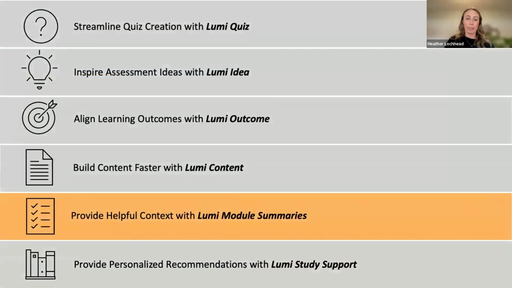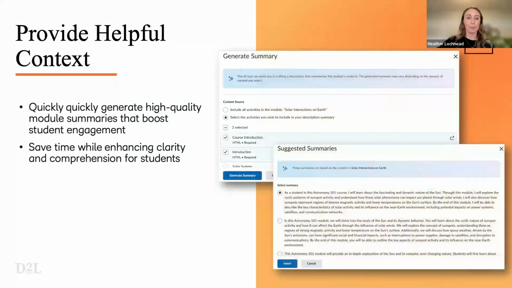And next up, we are going to take a look at providing helpful context with Lumi module summaries. Another way that Lumi can really support teaching and learning is through module summaries. Instead of manually creating these for every section of content, AI can quickly generate high quality overviews that capture the key points. This really provides learners with clear, concise takeaways that enhance comprehension. For learners, this means they can more easily review and retain the most important concepts, which really helps to keep them engaged throughout the entire course.